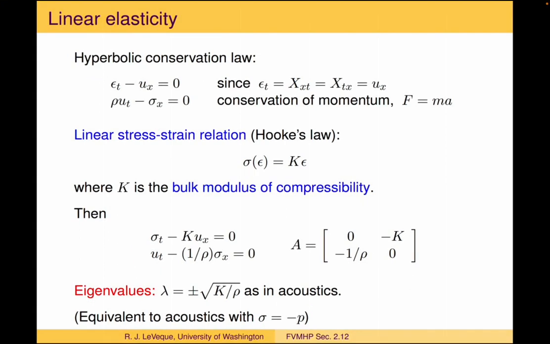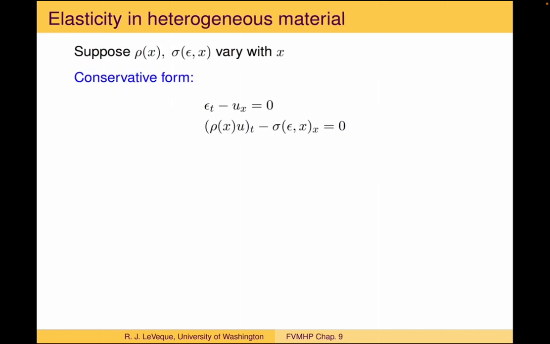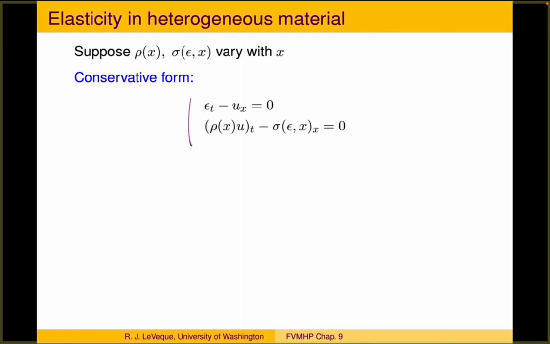And in the past, we've looked at the system with k and rho being constants. Now we want to look at what happens if the material is heterogeneous and rho and k are allowed to vary with x in one space dimension. So then in the elasticity equations, if we write it in terms of the conserved quantities, the strain and the momentum, we get a system of conservation laws in those quantities. And one can solve the variable coefficient equations in that form.